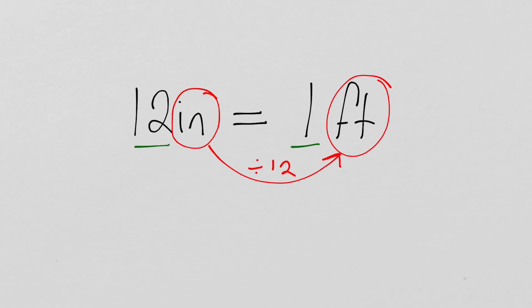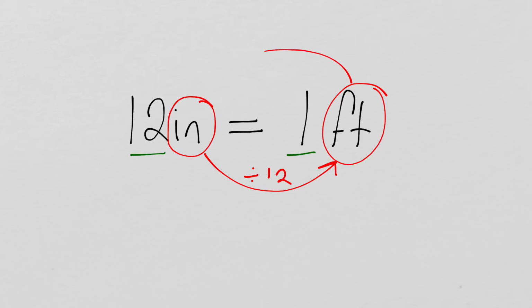Okay? If I was going in the other direction, from feet to inches, I'd have to go from 1 to 12. So how do I take 1 and change it into 12 through multiplying or dividing? Well, I multiply by 12. So it's the opposite, right? It's the opposite operation with the same number. So either divide by 12 or multiply by 12 to move from feet to inches, or from inches to feet.